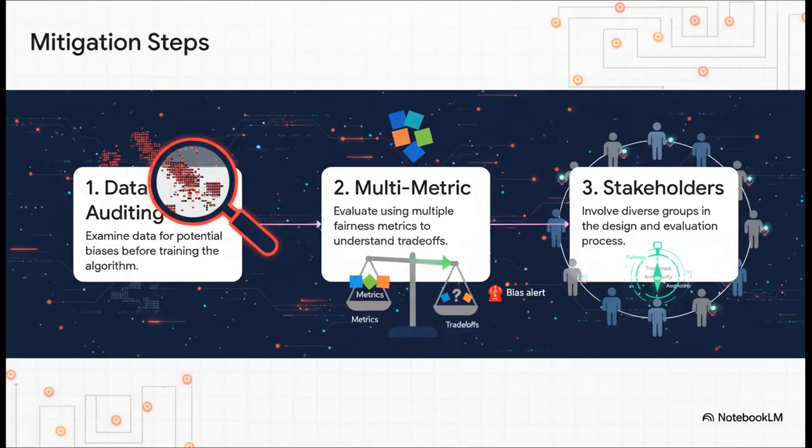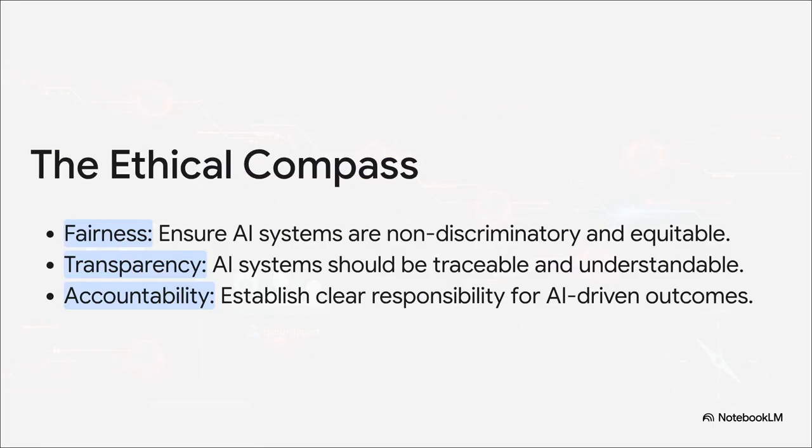Then there's the tech side of things. Developers have a huge role to play here. They need to be auditing their data for bias before they even start training. They need to test their models against a whole bunch of different fairness metrics, not just one. And this is so important. They have to talk to different kinds of people to actually understand how their tech is going to affect them in the real world. At the end of the day, all of these rules and technical fixes need to be built on a solid foundation of ethics. We're talking about an ethical compass, right? We need AI that's fair, obviously, but we also need transparency. We need to be able to see how it's making decisions. And we need accountability. So when something goes wrong, we know who's responsible.